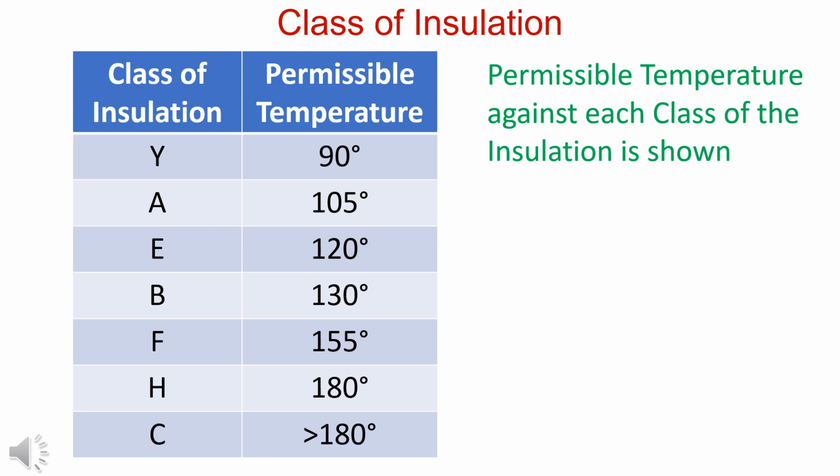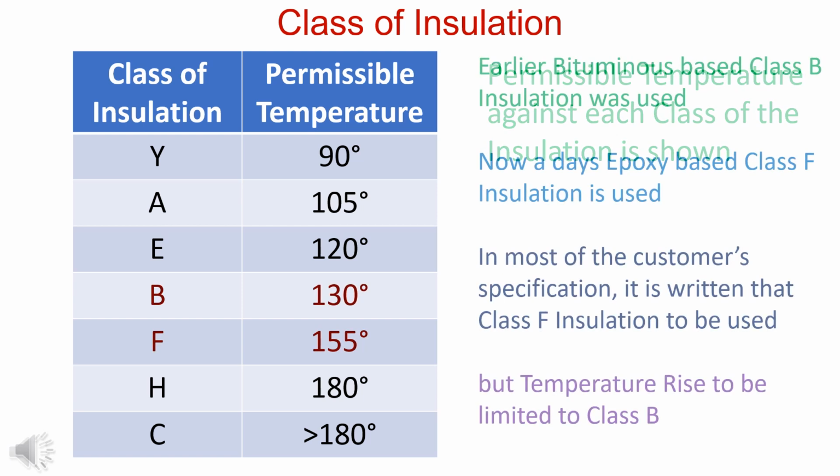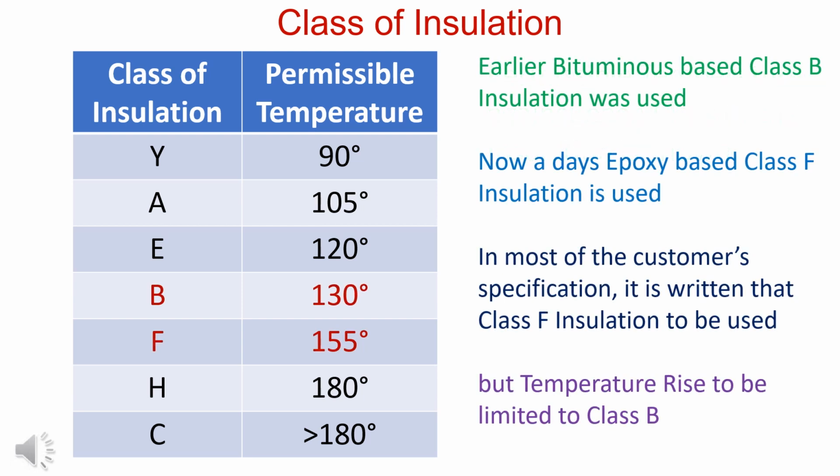For example, class B can withstand temperature of 130 degrees centigrade and class F can withstand temperature of 155 degrees centigrade. Nowadays, mostly class F insulation is used. In most customers' specification, it is written that class of insulation should be class F, but temperature rise be limited to class B.